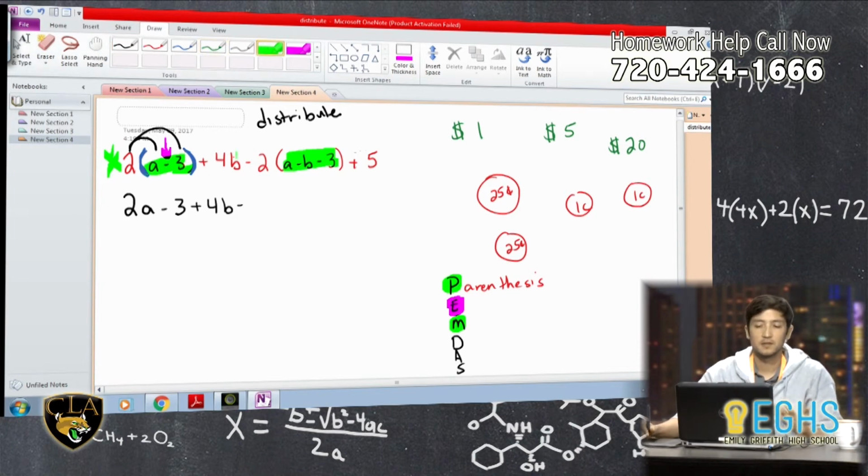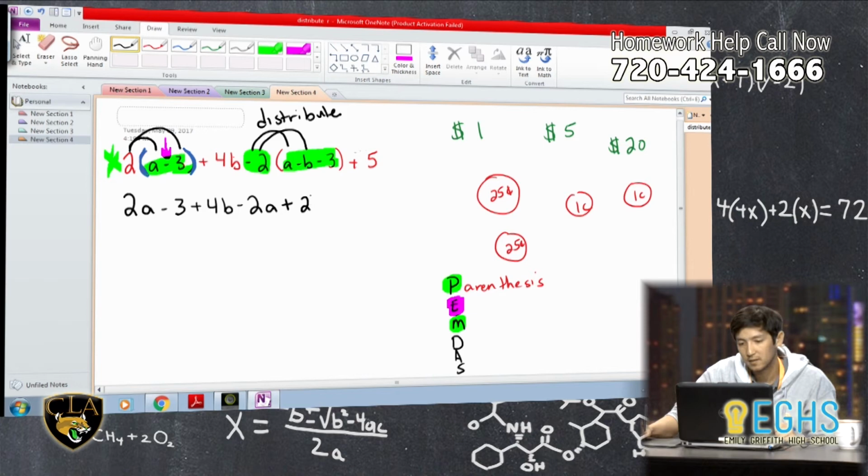So for this next part, -2, we're going to distribute. And you see I highlighted the negative also, because we need to multiply that as well. So -2 times a, we're going to have -2a. Then I'm distributing -2 times -b. Watch out for that. That's positive 2b. So negative times a negative is a positive. And then -2 times -3, positive 6, and then plus 5.